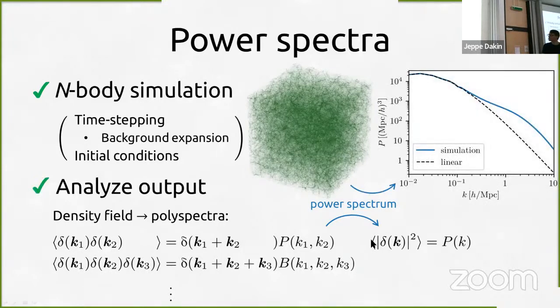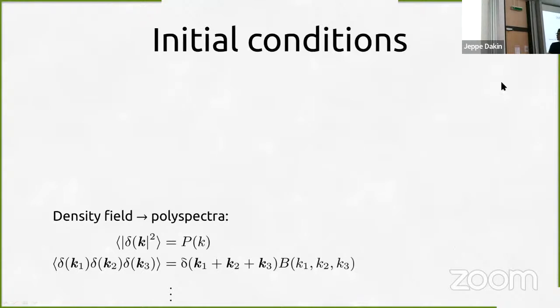And if you do this, then you convert this bunch of particles into a plot like this, where now the blue line is the simulated power spectrum, and the black line is the linear one from CLASS, for example. So at large scales, they agree pretty well, but then at some point, the universe goes nonlinear, and we want to capture this nonlinearity, which is the whole point of these codes. Okay, fine. Now, how do we start the simulations? How do we make the initial conditions?